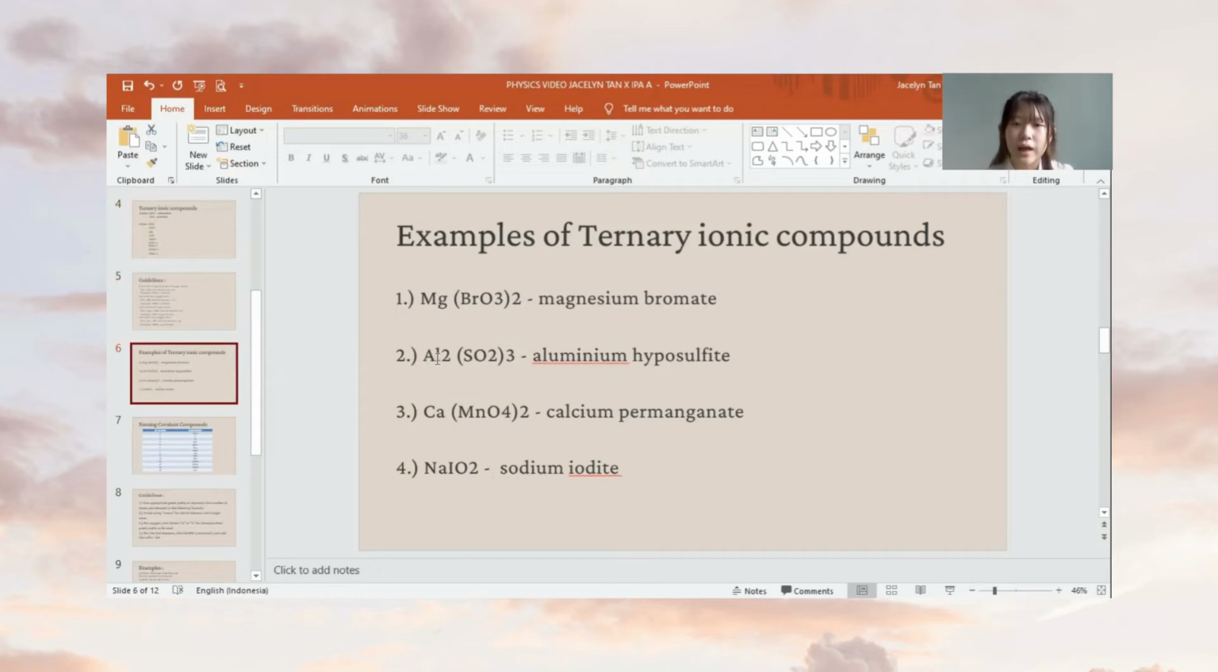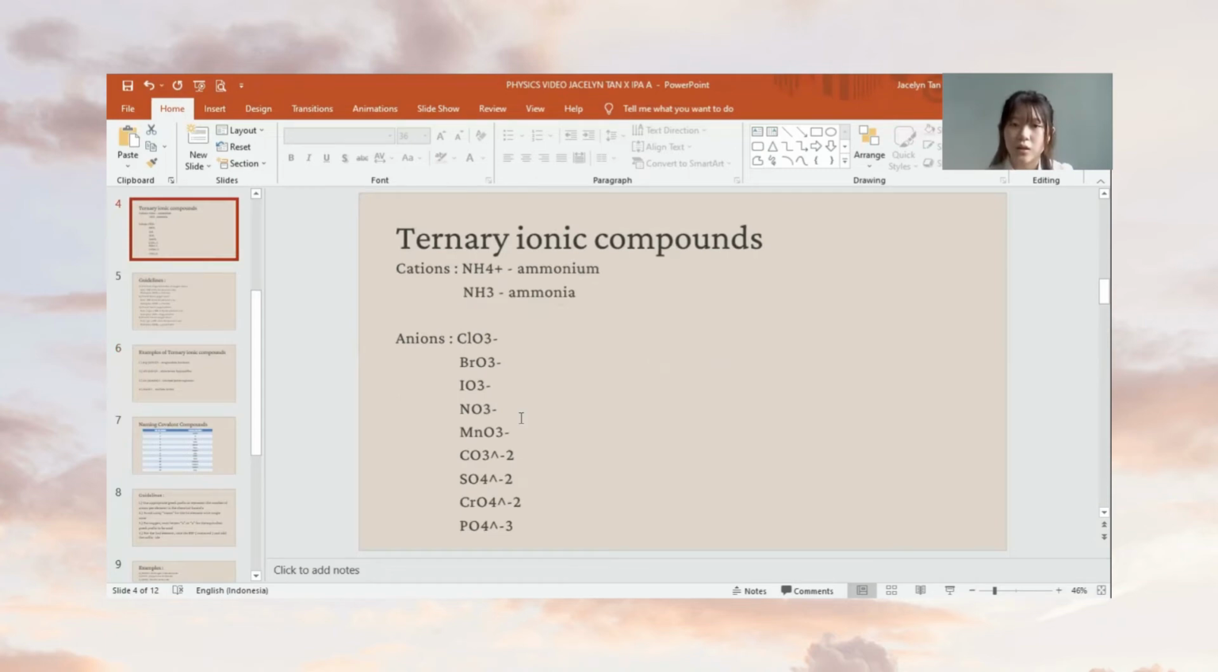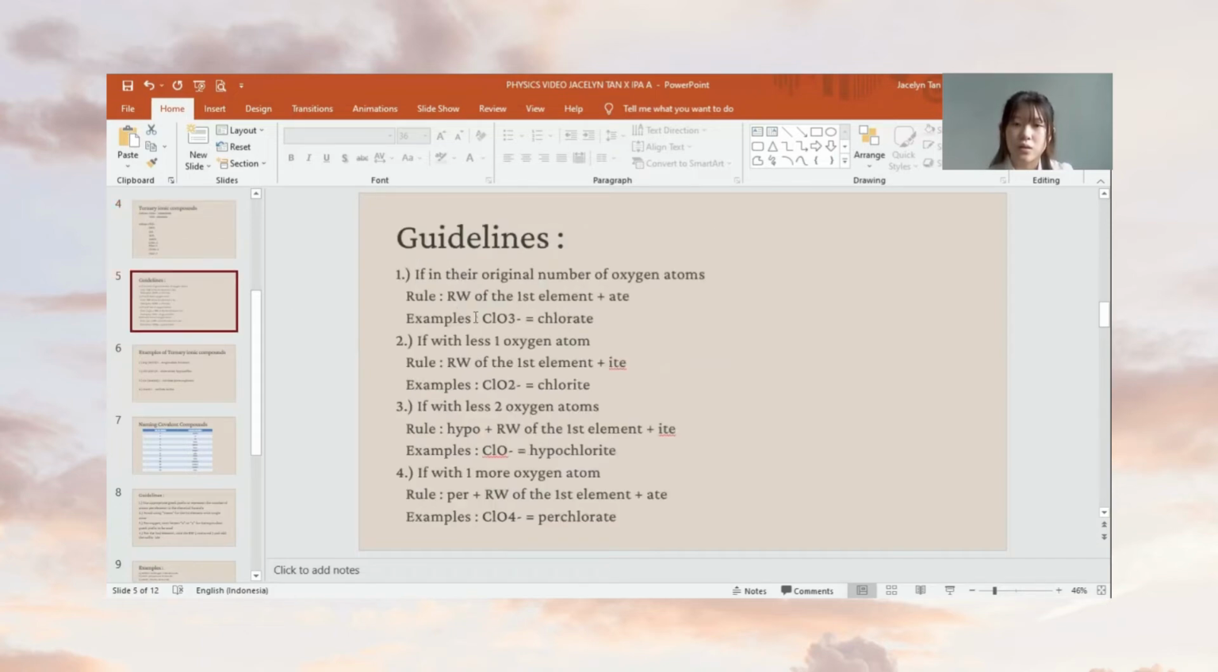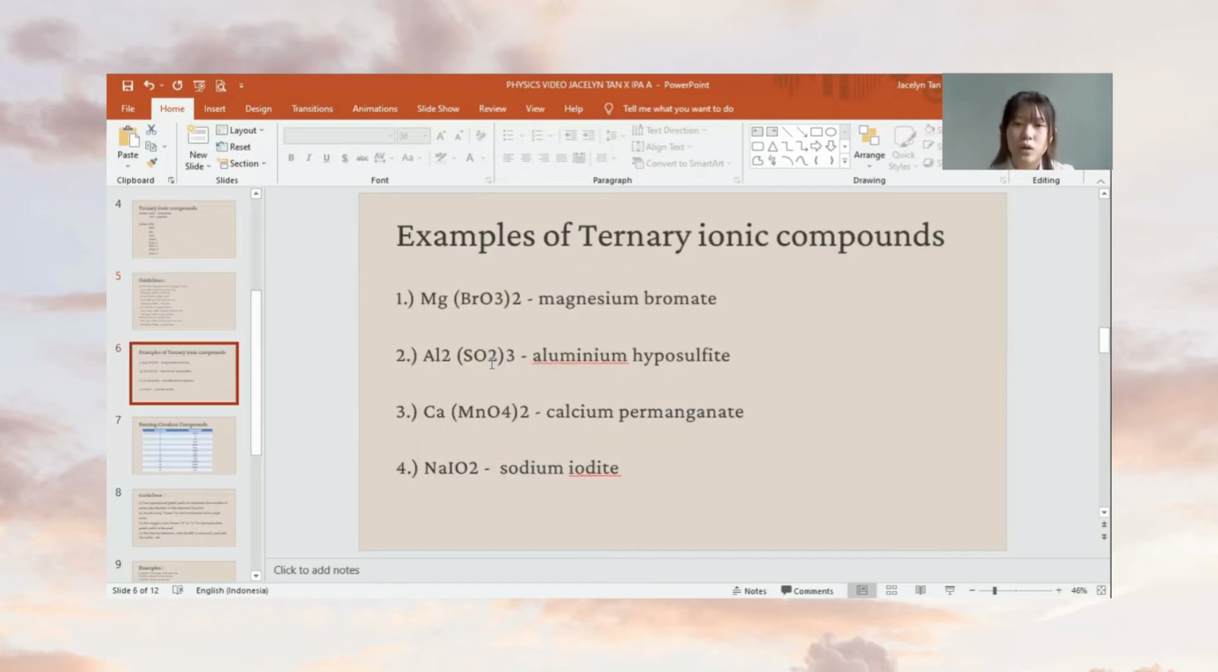Next, Al2SO2. We know that Al is aluminium, and SO2, check here. It is less 2 oxygen atoms. So we use the rule hypo plus root word of the first element plus ITE, which is hyposulfite. So aluminium hyposulfite.